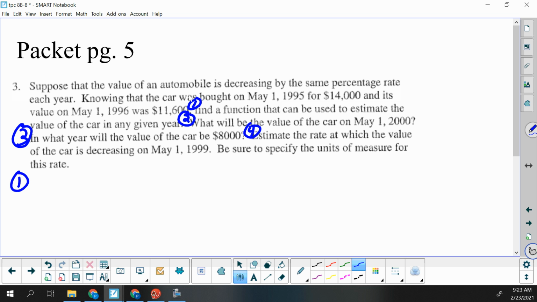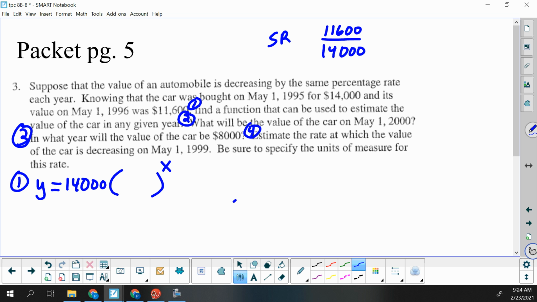So let's start with number 1. They told us we're changing by a percent, so that needs to click in our head: exponential. We were starting with a value of $14,000, and then we're going to have something raised to the x. Well, just like in the last one, we've got to do our successive ratio, our second divided by our first. And like we did on the last one, we're going to round that to the nearest hundredth. So take a moment, put that in your calculator, and see what you get as a decimal to the nearest hundredth. When you put it in, do Control Enter instead of Enter, and that'll give you the decimal right away.